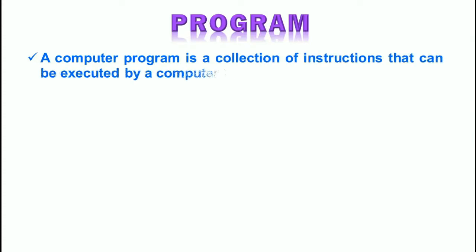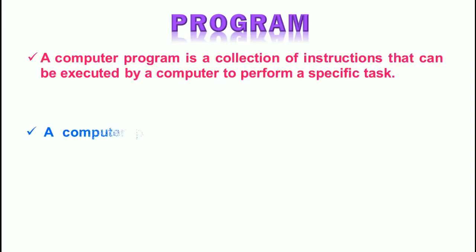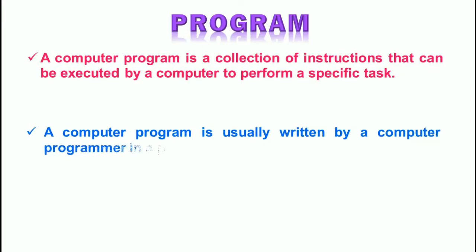Now, we need to know what is a program. A computer program is a collection of instructions that can be executed by a computer to perform a specific task. A program forms the base for processing. A computer program is usually written by a computer programmer in a programming language. In this video, I will be talking about all basic elements of the Python programming language.